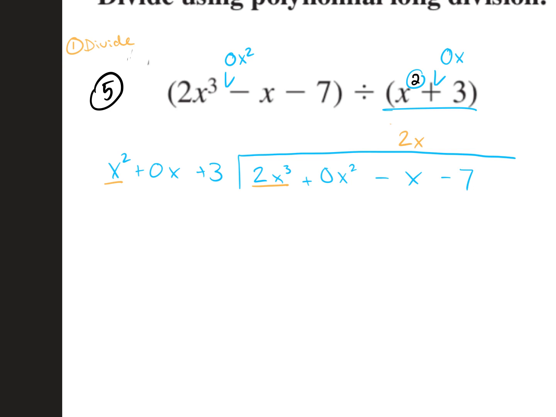Now we multiply. Step 2. Multiply. So 2x times x squared would be 2x to the third power. What's 2x times 0x? 0x squared. So I'm just going to keep that in line. And then 2x times 3? 6x. What is step 3?